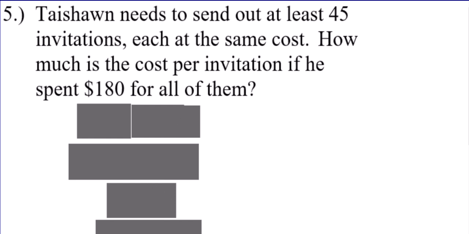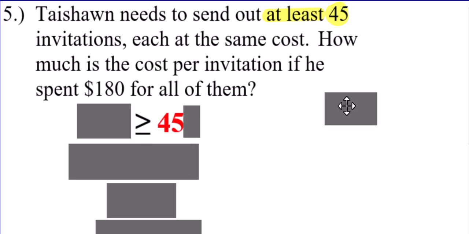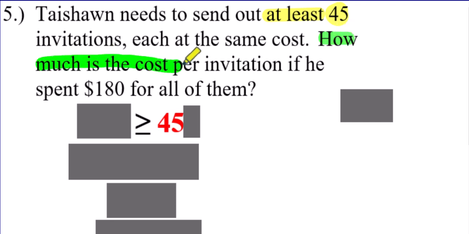Okay, here we go. What words meant the inequality symbol? I'm going to use my yellow highlighter once again. It's the phrase at least. And what number comes next? It's the 45. So, did you write down greater than or equal to 45? Now, what are we trying to find? The problem said, how much is the cost per invitation? So, it's the cost that we are trying to find.